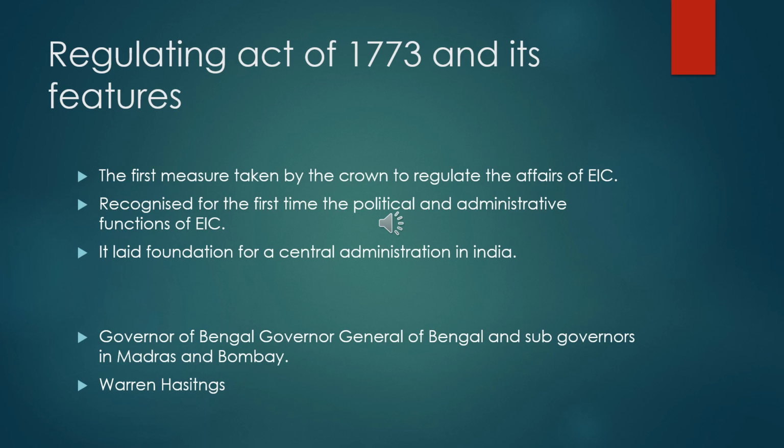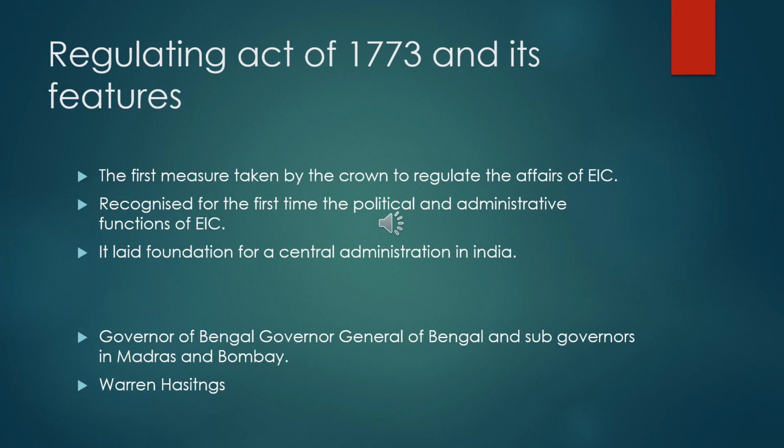Till 1773, the East India Company was just a private company established by a charter granted by Queen Elizabeth I. From 1773 onwards, through this Regulating Act, the English Crown started regulating the affairs of the East India Company, and it recognized for the first time the political and administrative functions of the company. It laid the foundation for a central administration in India. Because of these three reasons, the Regulating Act of 1773 is important.